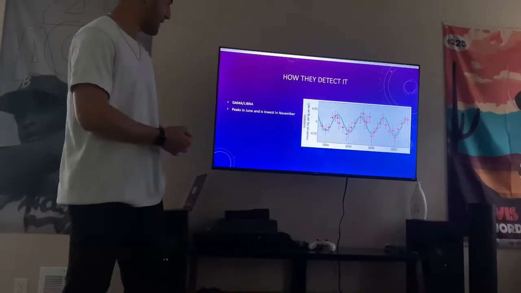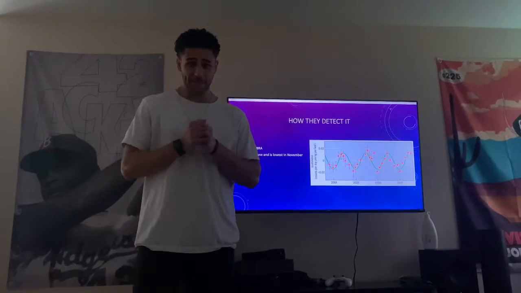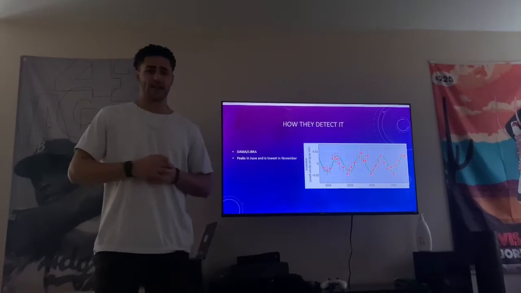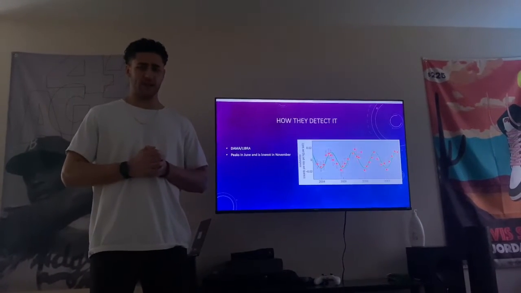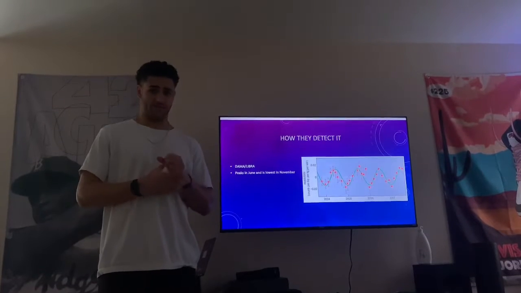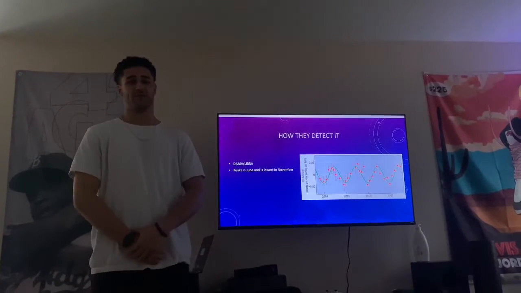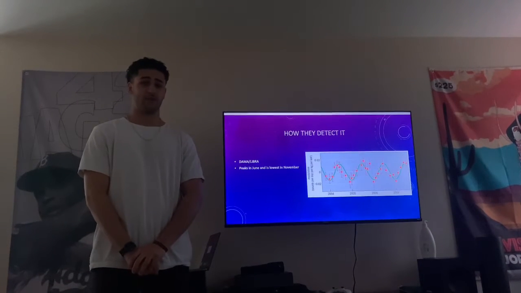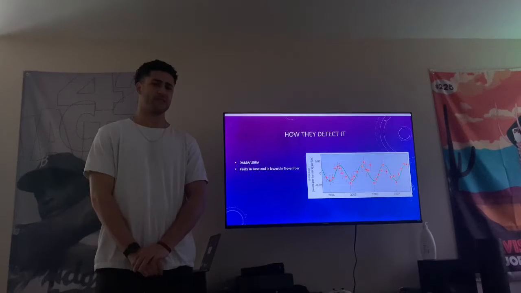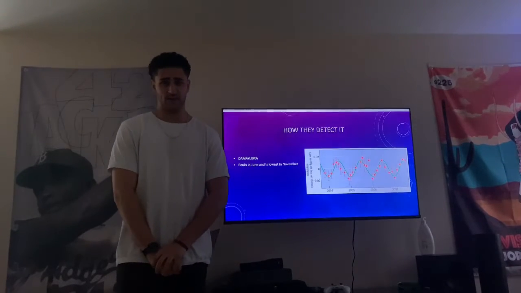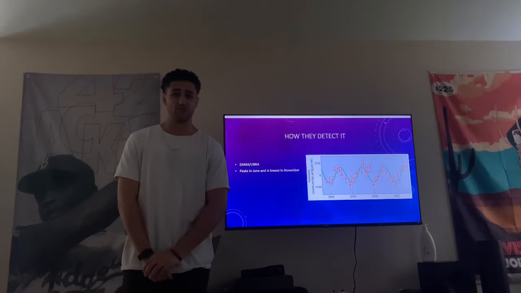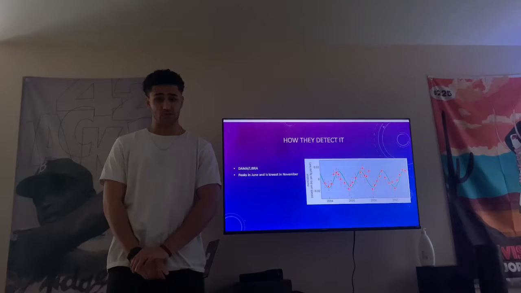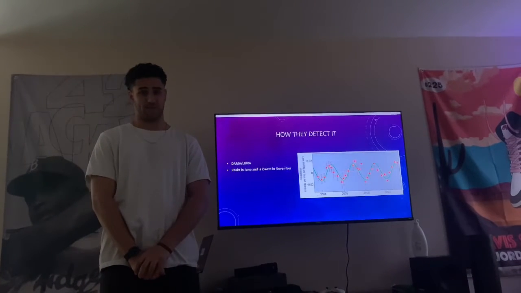Now, how they detect it. Scientists have been trying to detect dark matter for some time now, and have conducted a lot of experiments that have been unsuccessful, except for one. There's a dark matter detector under the Swiss Alps by the name of DAMA/LIBRA. They have been collecting data there for 20 years now, and every year they get the same interesting results. The dark matter detector peaks in June and is at its lowest in November. Scientists think that this could be the first real evidence linked to dark matter.